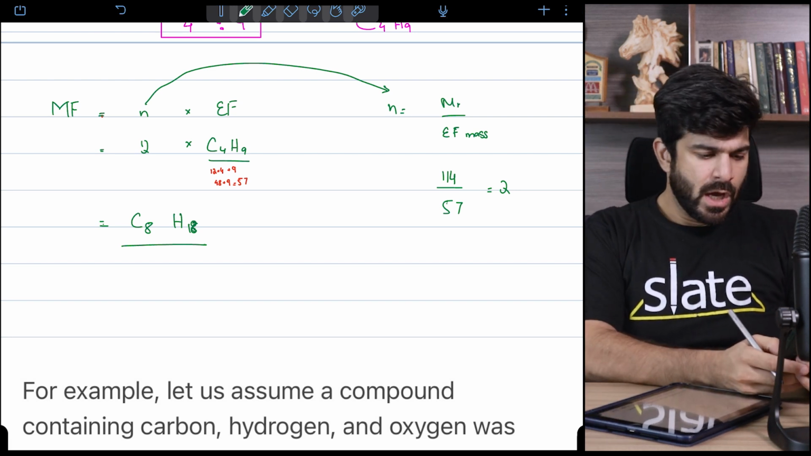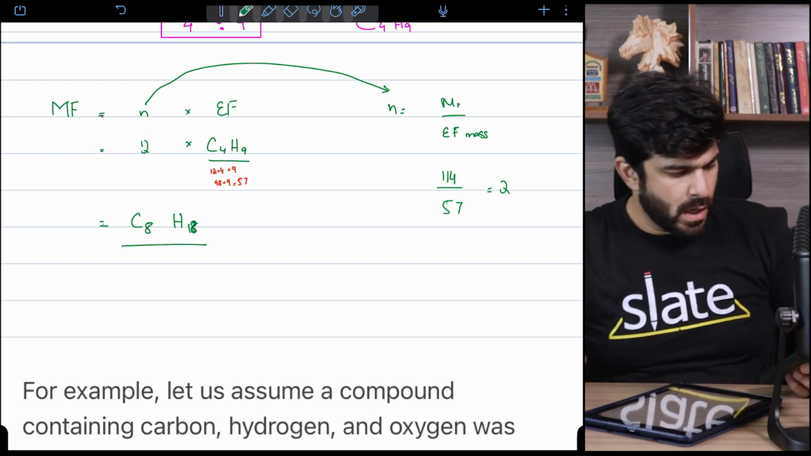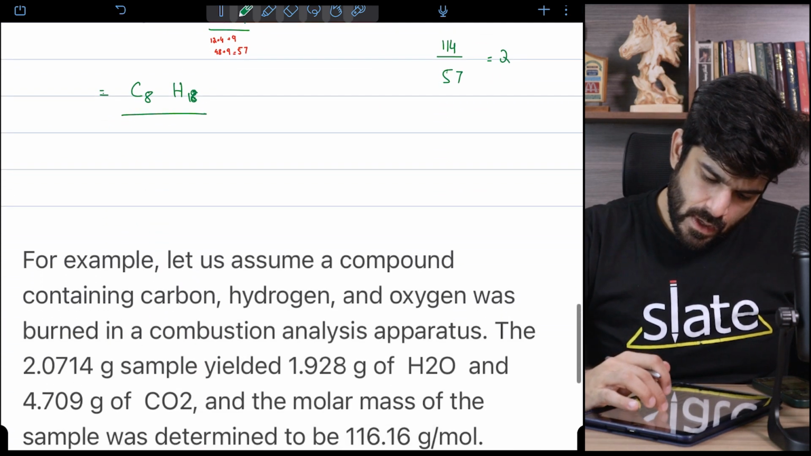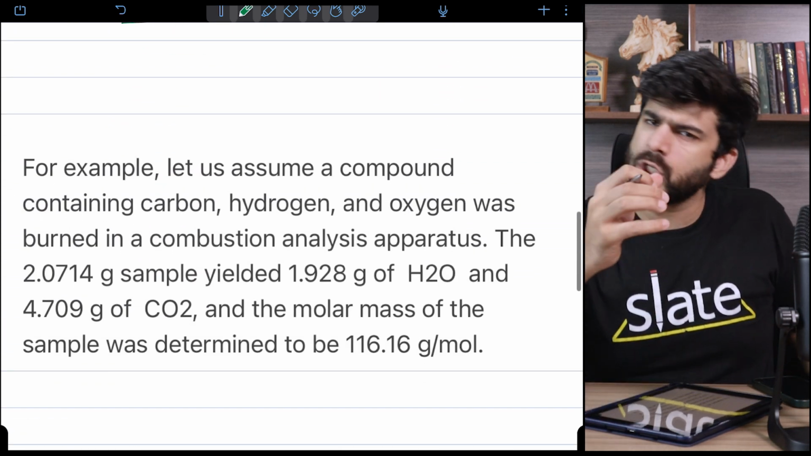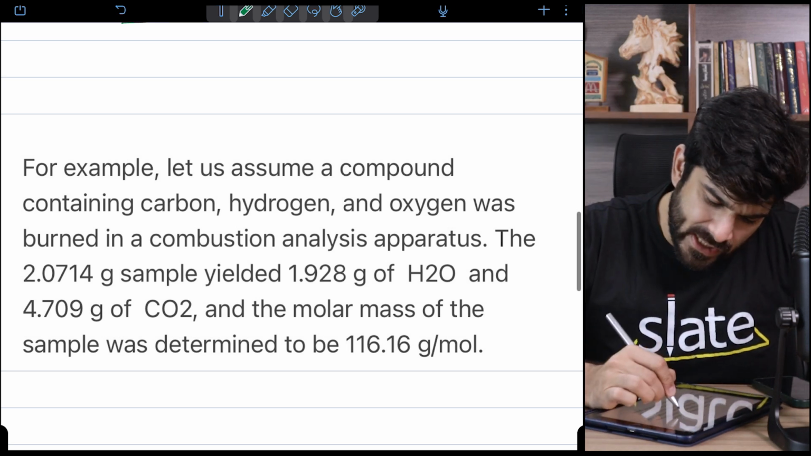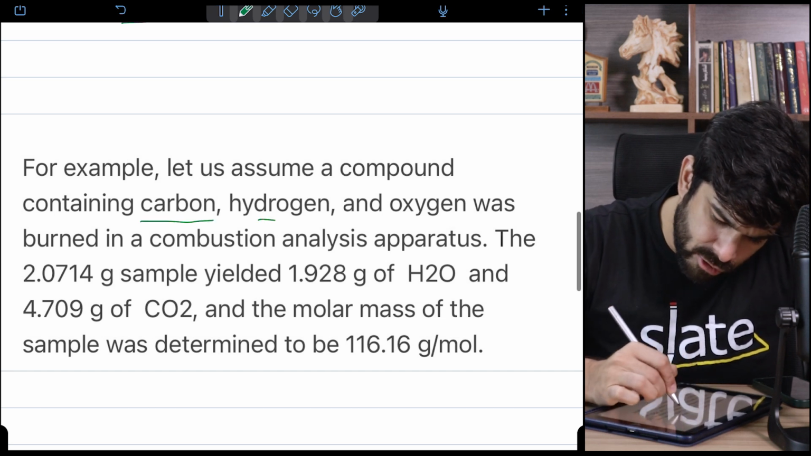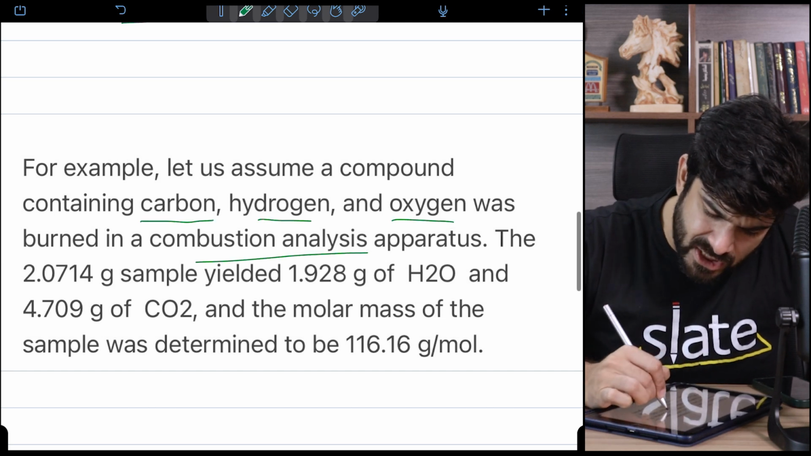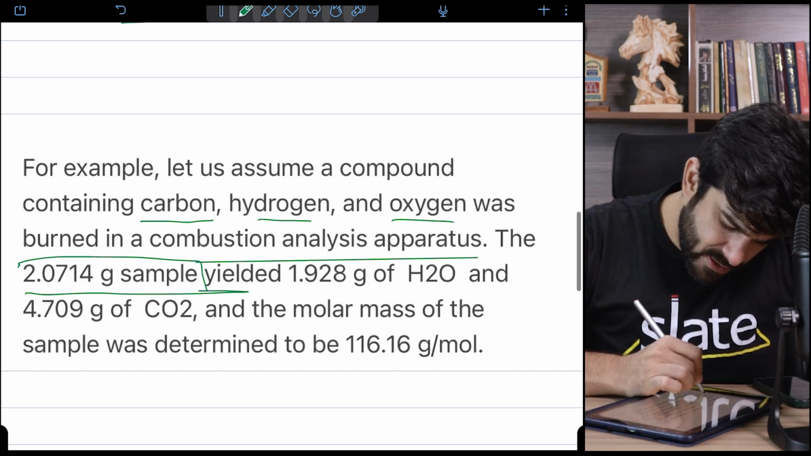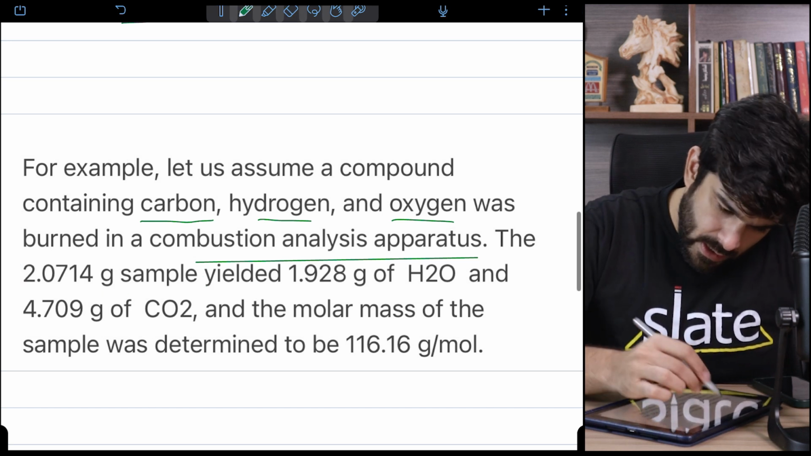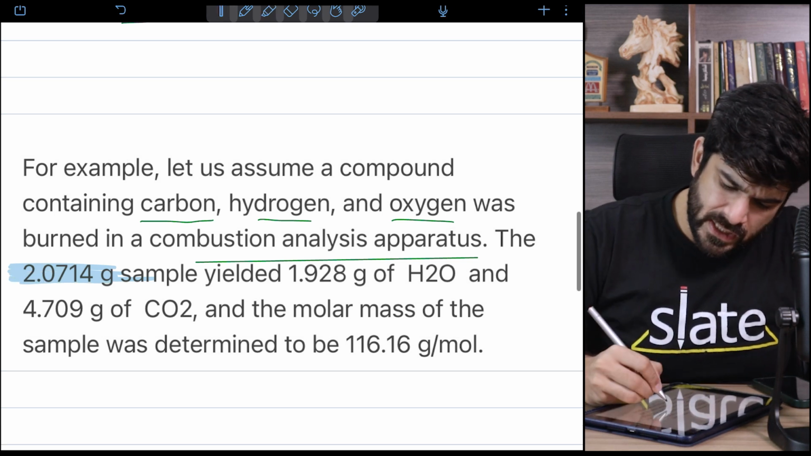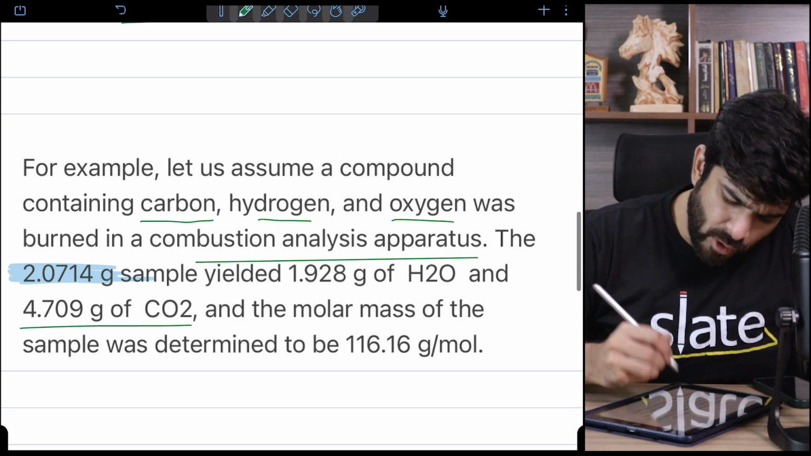Now in this question, students, we got only two things. We only got hydrogen and carbon. But let's say in another question, we have oxygen as well. It will get a little lengthier, but still it's basic. Let us assume that a compound containing carbon, hydrogen, and oxygen was burned in a combustion analysis apparatus. 2.714 gram of sample yielded this amount of water and this amount of carbon dioxide.